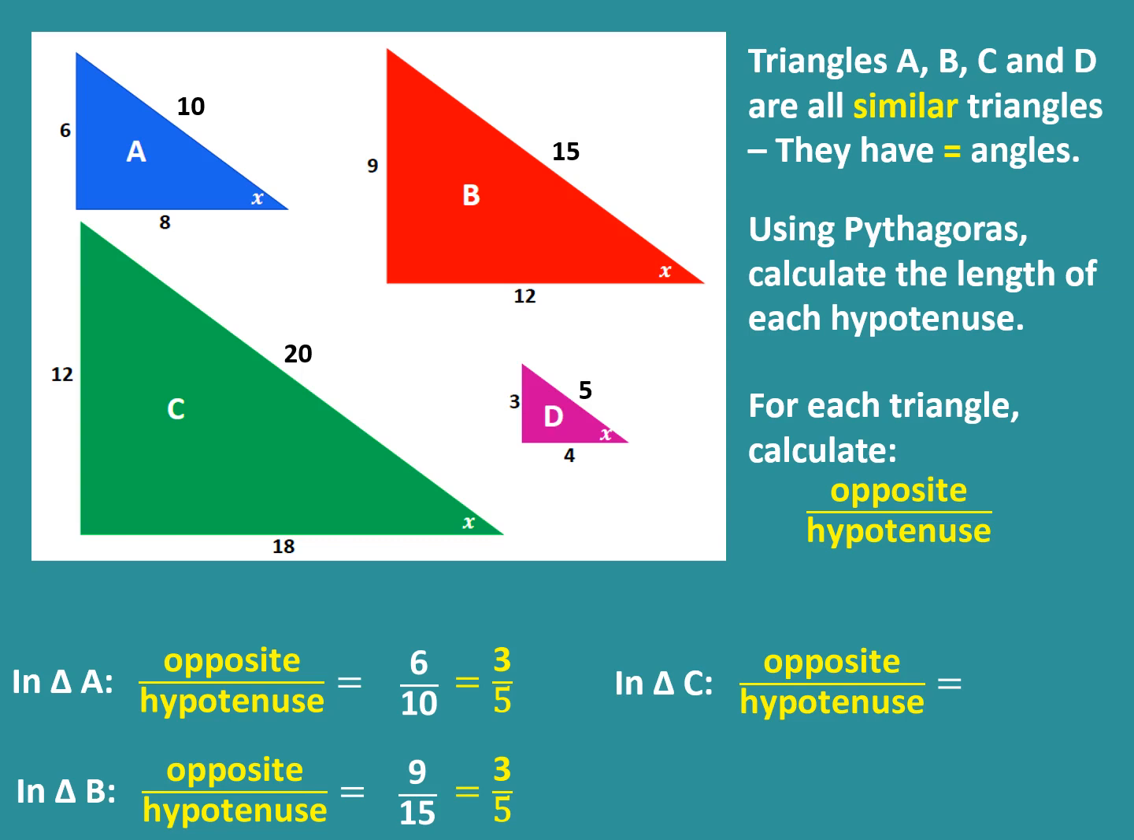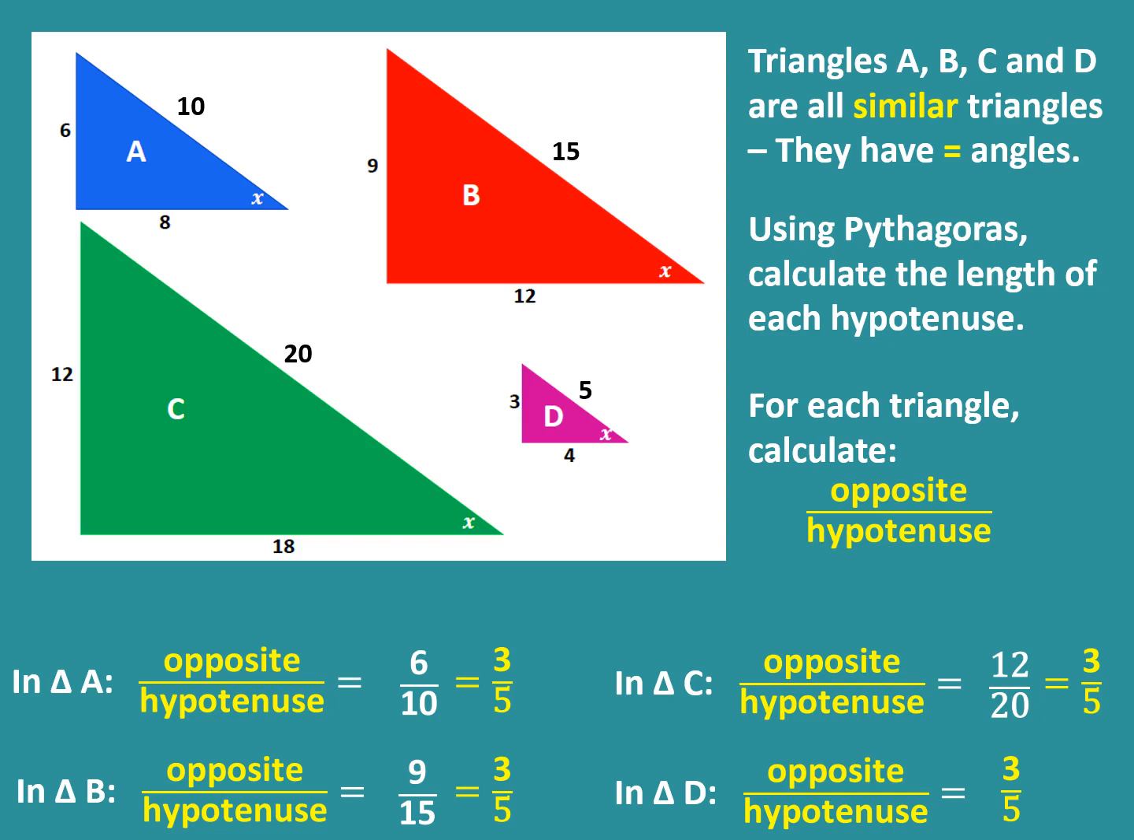In triangle C, if I ask you to calculate the opposite side over the hypotenuse, because we're working with angle X, the opposite side will be 12 and the hypotenuse will be 20, and that also simplifies to 3 over 5. And the last triangle, opposite over hypotenuse, will also give you 3 over 5. So what I notice is every time I calculate the opposite side over the hypotenuse, I get exactly the same fraction. And the reason for that is the triangles have exactly the same angles.